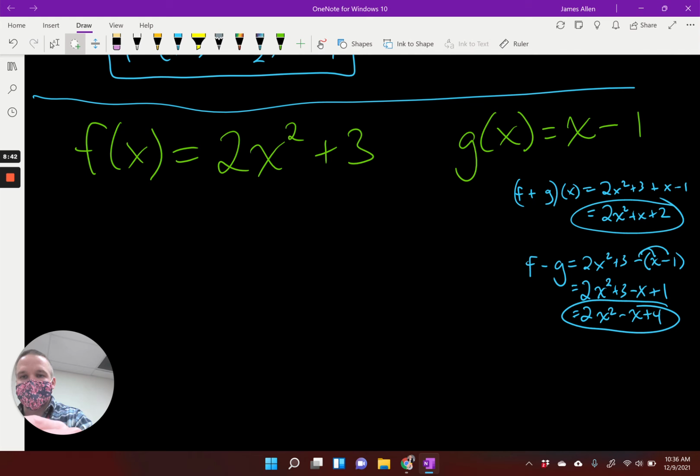All righty. Next one. Let's do some multiplication, shall we? Okay. Multiplication. F times G. I'll do this notation now.